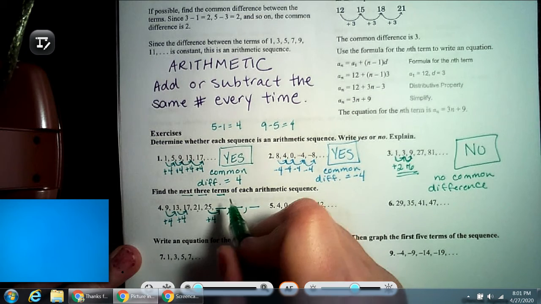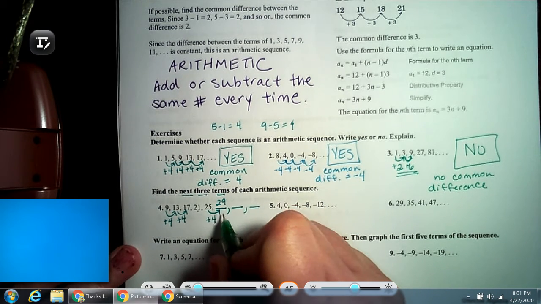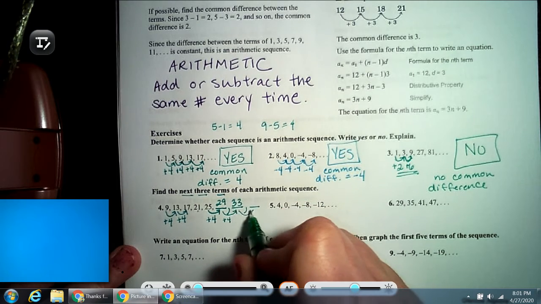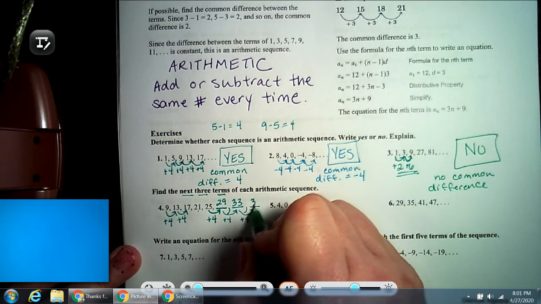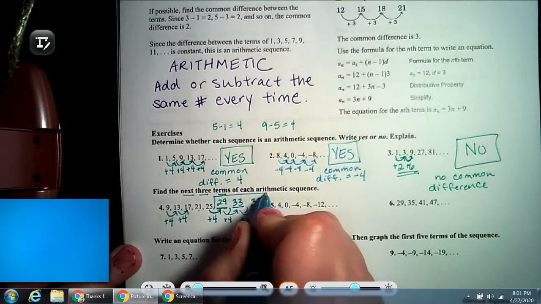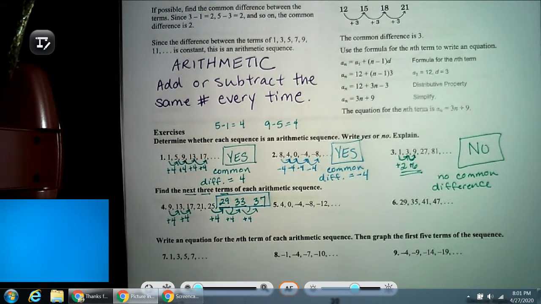25 plus 4 is 29. 29 plus 4 is 33. 33 plus 4 is 37. So 29, 33, and 37 are the next 3 numbers in that sequence.